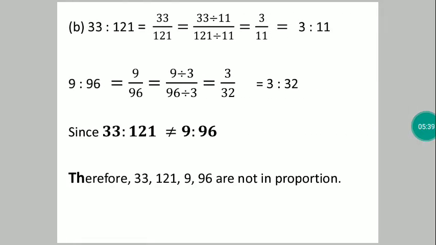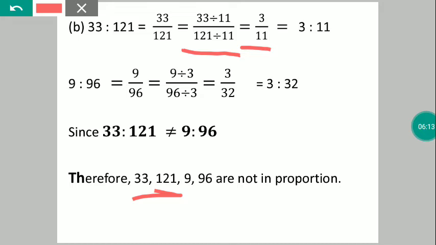Now B: 33, 121, 9, 96. We have to check whether they are in proportion or not. Now the ratio of the first two quantities, 33 to 121, is 33 upon 121. Divide numerator and denominator by 11, and you get 3 upon 11, which is 3 is to 11.